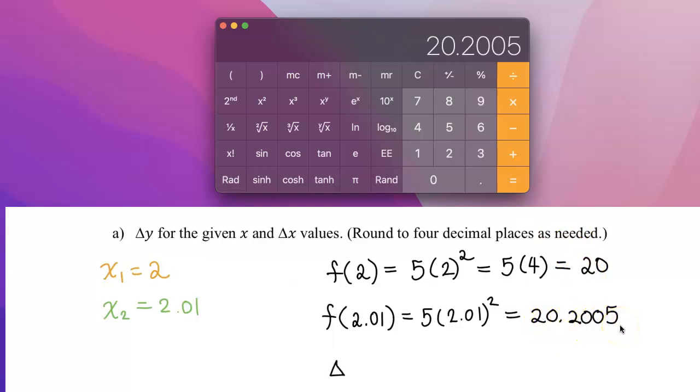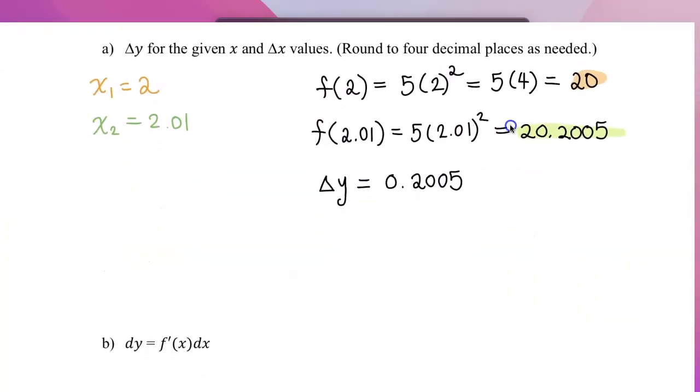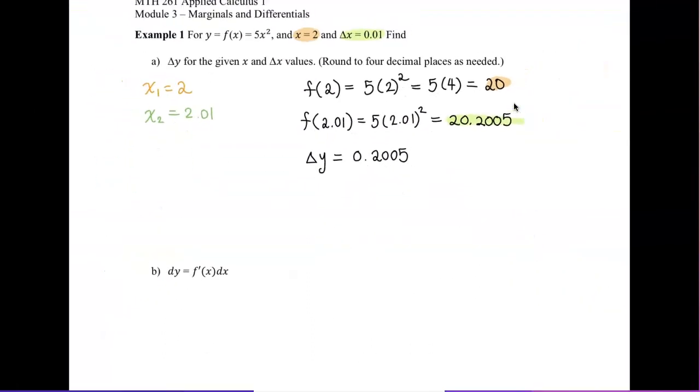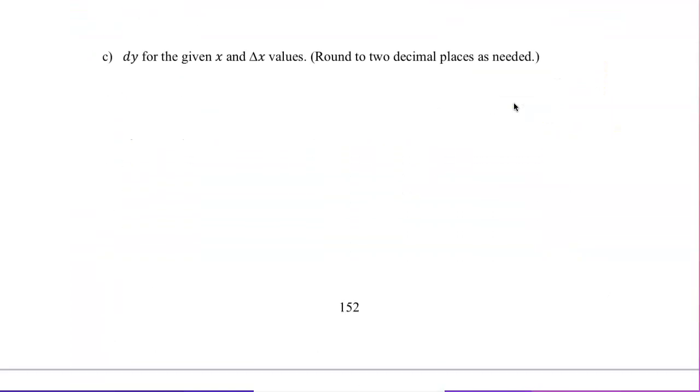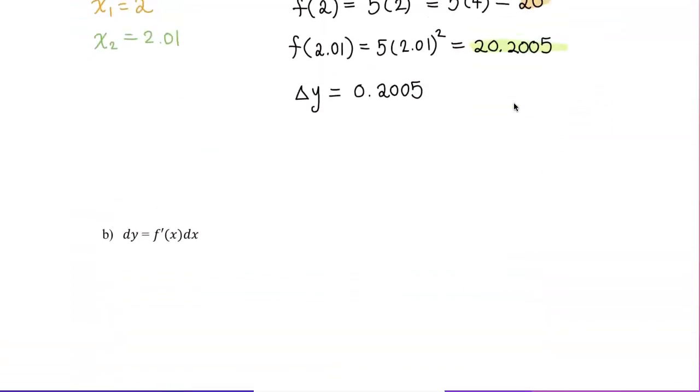So I will say the change in y is equal to this number minus the original 20. So I'll just use this calculator and subtract 20 from here, and that comes out to be exactly 0.2005. Alrighty, now let's see, what are we doing for the second part? Is there anything else? All right, let's do part B.